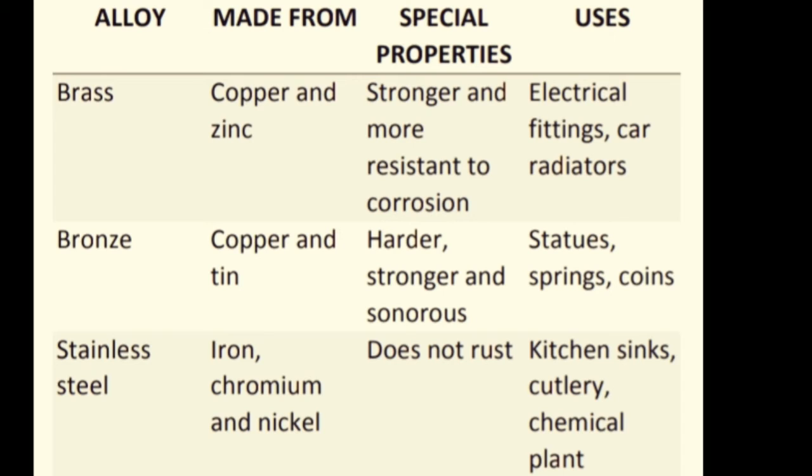Third one, stainless steel. Stainless steel contains iron, chromium and nickel. Stainless steel does not rust. That's why it is used to make kitchen sinks, chemical plants, cutlery, etc.